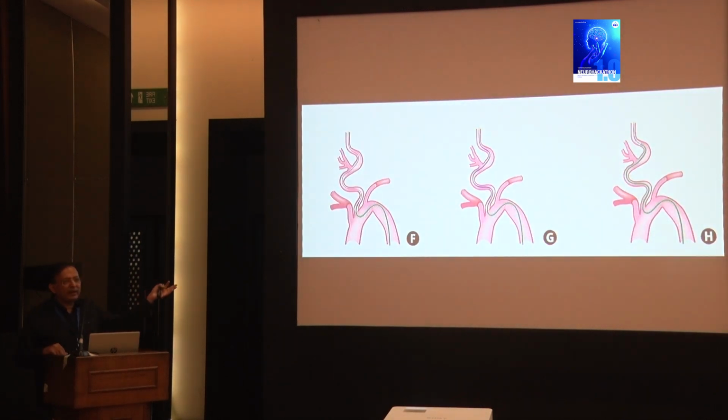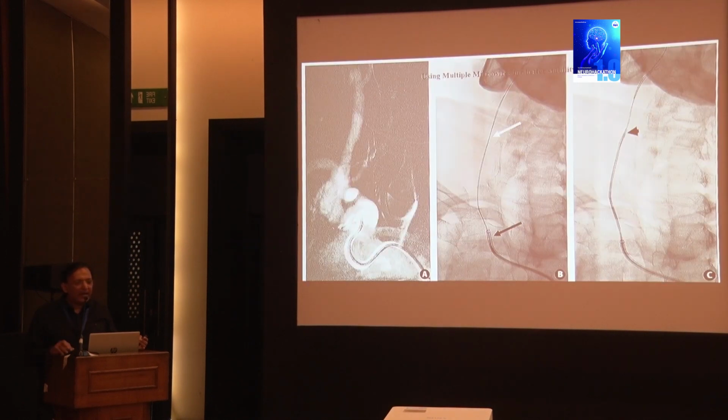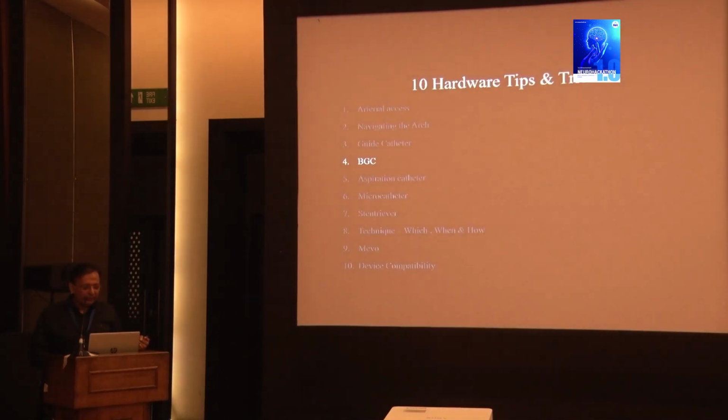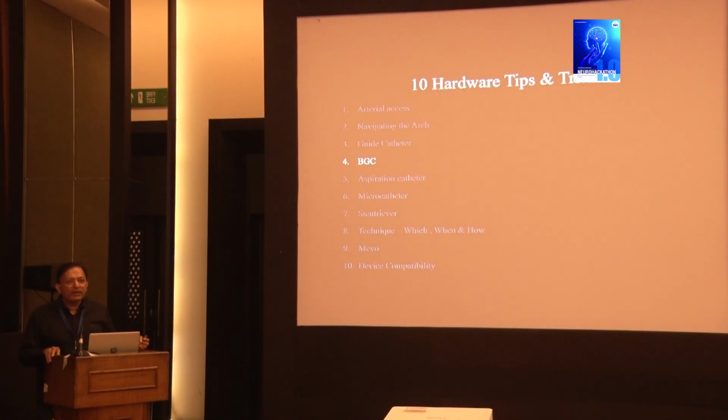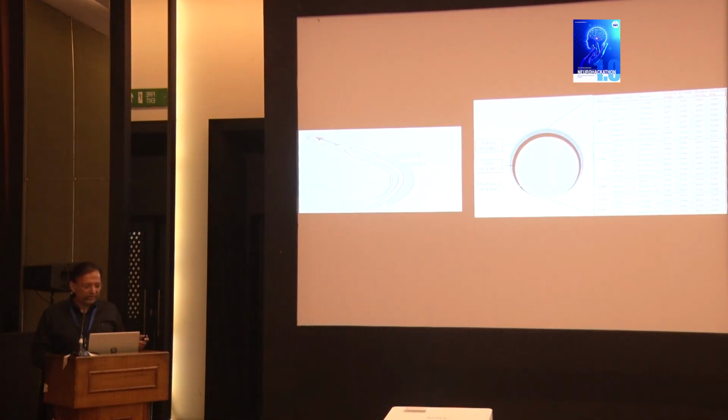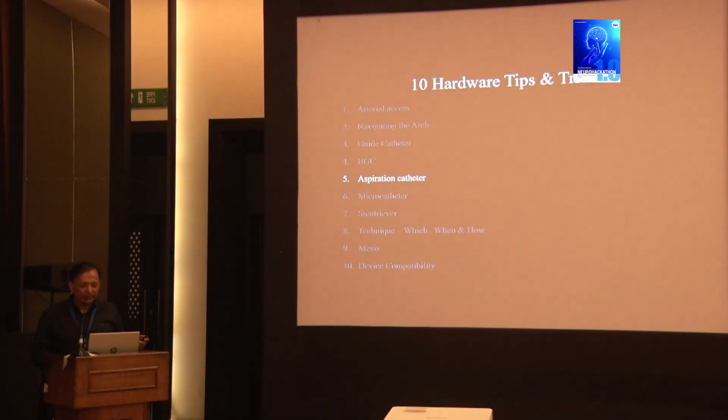This is something which I read in the articles. You have a balloon guide catheter. You can inflate the balloon in the subclavian and try to take it up. Anybody has tried that? I don't think so. The other simple thing is to put multiple micro wires, if the wire is not going up, and that is something you can try. I'm not a big fan of balloon guide catheter. How many in the audience use balloon guide catheter? Not many.